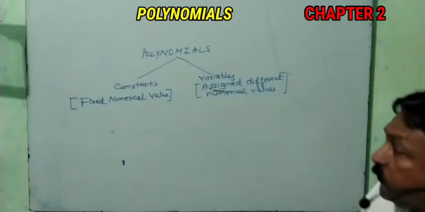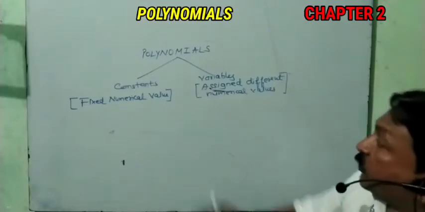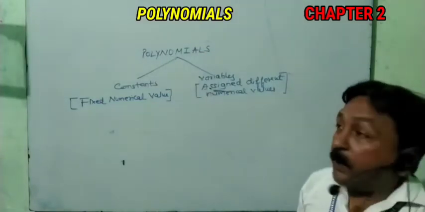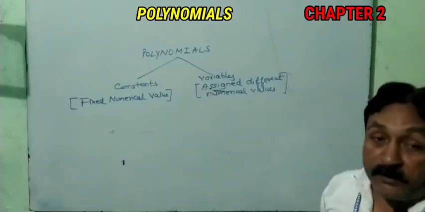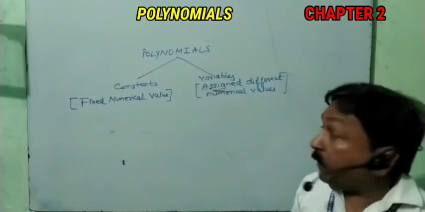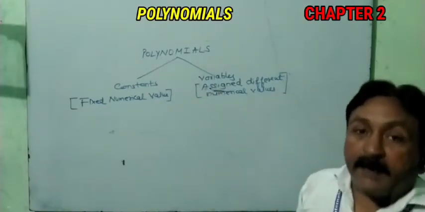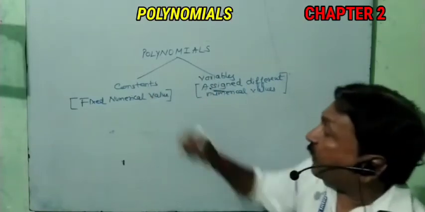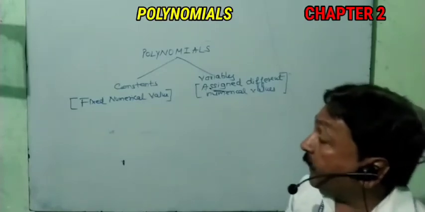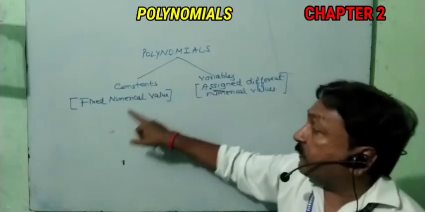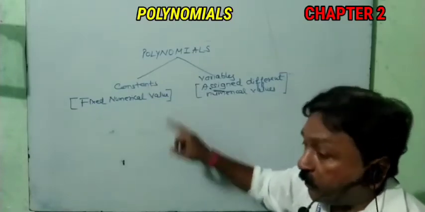In this chapter we are going to study polynomials, their classifications and many things. First of all, let us see what polynomials actually mean. Polynomials are expressions or equations which are formed of constants and variables. This we had studied in class 8 also: constants are those values having a fixed numerical value.